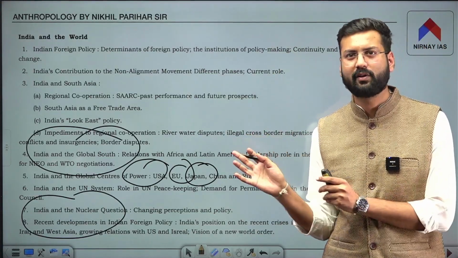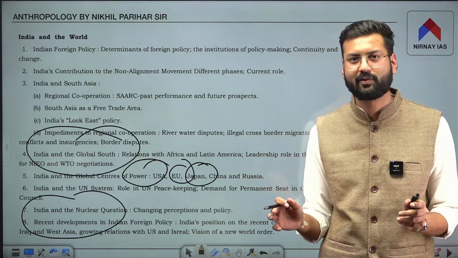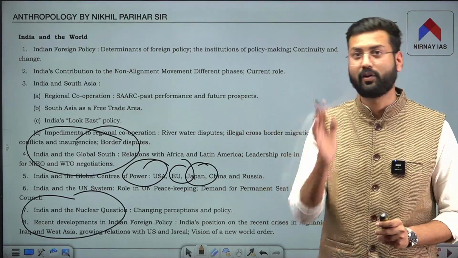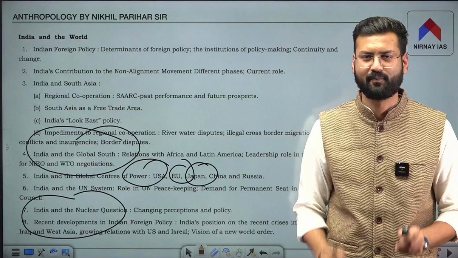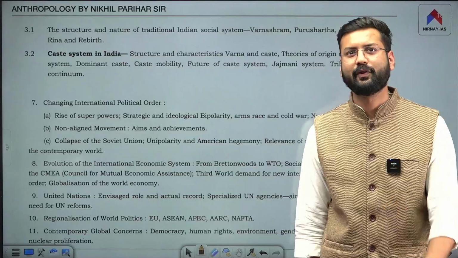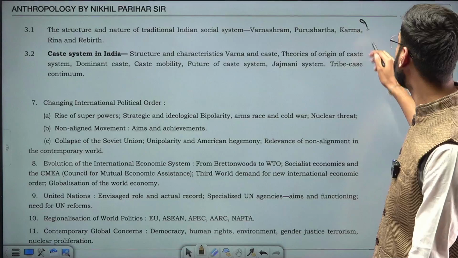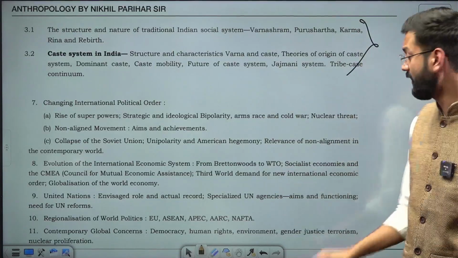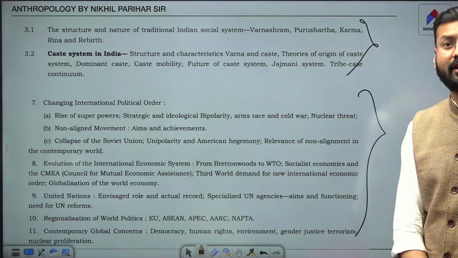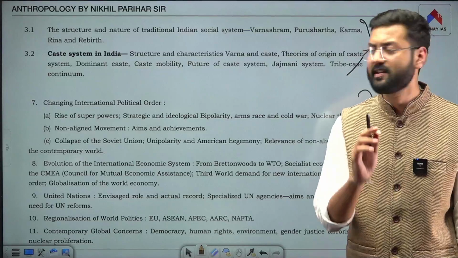If you're somebody who wants this, that every year my syllabus should change, then please go for any other option, because anthropology syllabus will remain the same. Okay, this is the first reason why you should choose anthropology as your optional. See, this is the syllabus, one segment of the syllabus of anthropology, while this is the syllabus of political science and international relations, another comparison.